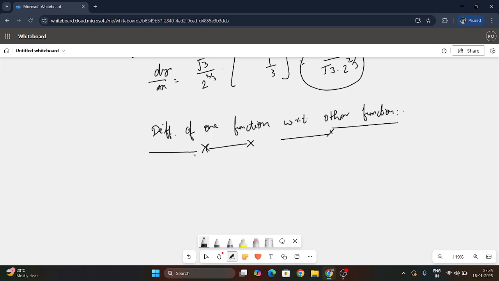Okay, so suppose that you have two functions, and I am saying first function is u equal to f(x), and v is also a function like g(x). Okay, and you have to find the derivative of f(x) with respect to g(x). Find the derivative of f(x) with respect to the g(x). So you can say that let's find the d f(x) by d g(x). You have to find this. How you can do it?